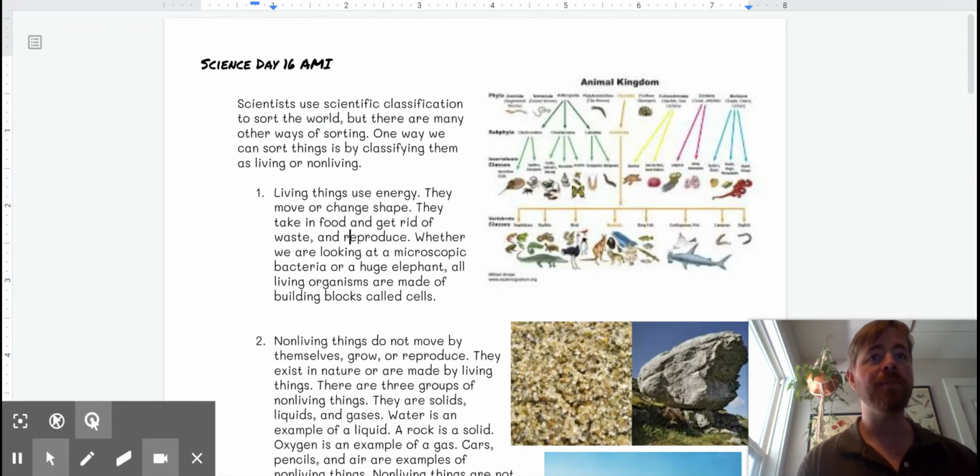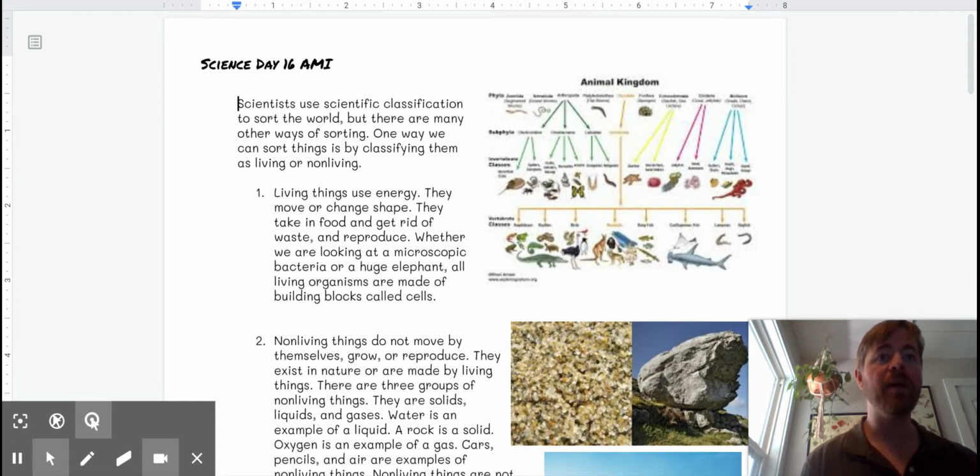Okay, so the reading starts off with: scientists use scientific classification to sort the world, but there are many other ways of sorting. One way we can sort things is by classifying them as living or non-living. This ties back to one of our earlier assignments. We can think about all the different ways that scientists classify different things that we know about, like animals, into different kingdoms, like birds and fish, mammals, reptiles. That's just an example of how scientists classify or put into groups.